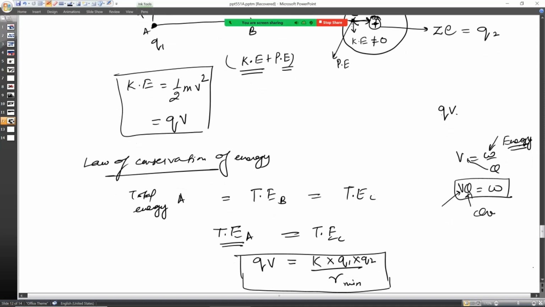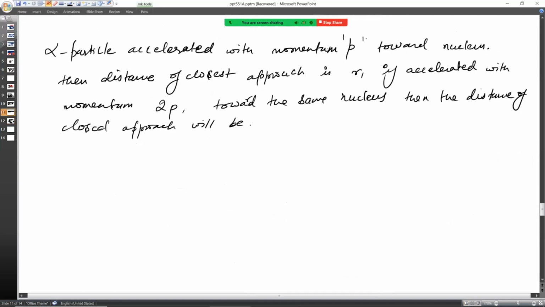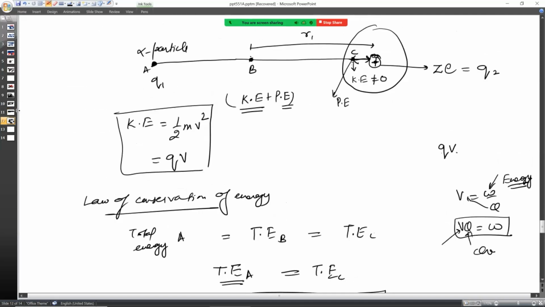If you are not getting this one, let me explain one more time, and you will get familiar by solving this type of question. You need to just note down the formula and memorize it, because in the exam we are not going to have the derivation of this one. They will only ask the question in this way: an alpha particle accelerated with momentum. So we are going to solve this one first. Have you noted this one?